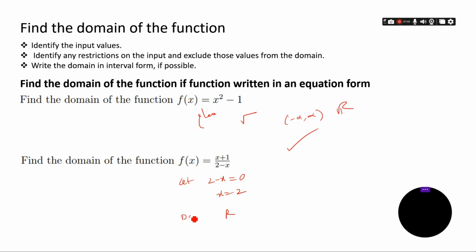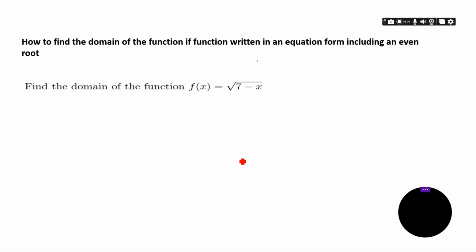So the domain is R minus {2}. We delete 2 because if you write 2, then the denominator is 0 and it is not defined. So x equal to 2 is not suitable for this function, so delete. Like this, one question will be there in the exam inshallah.